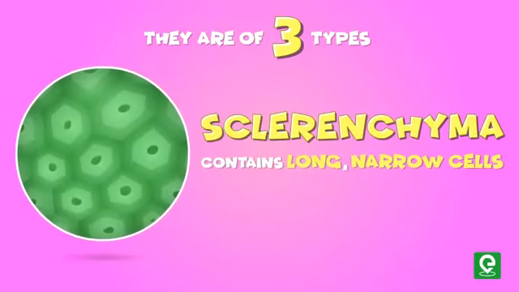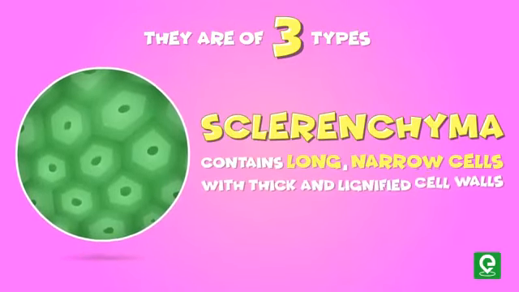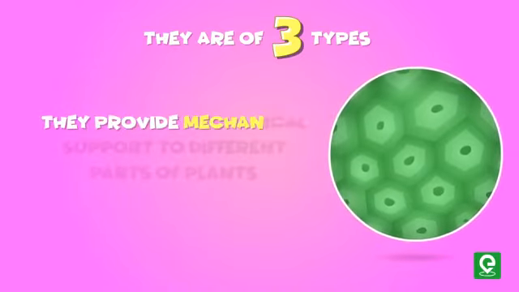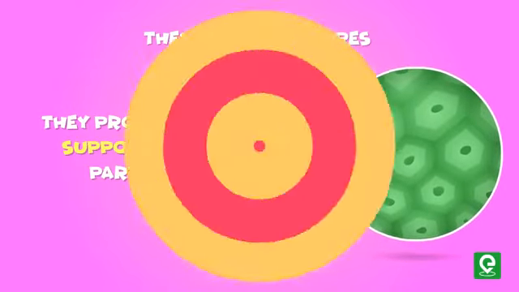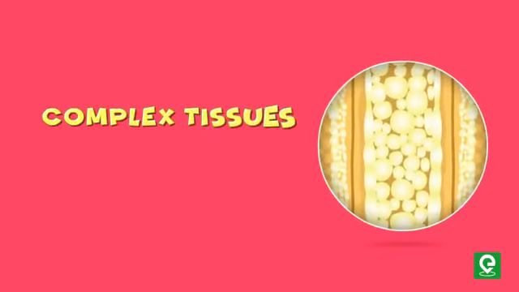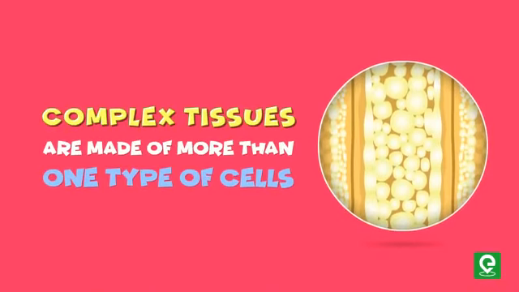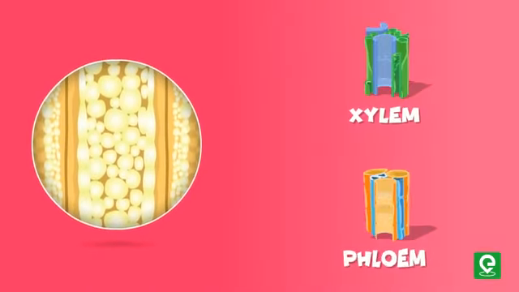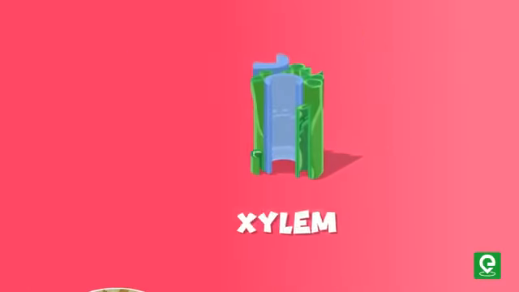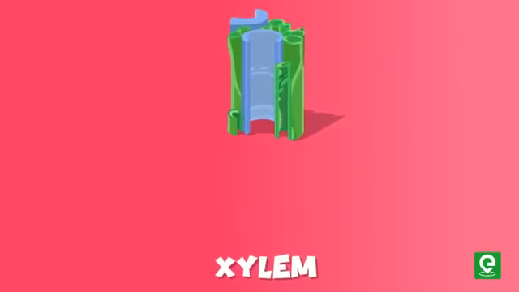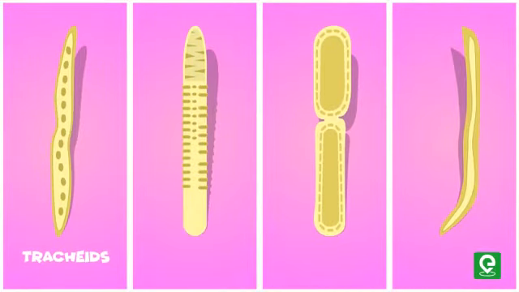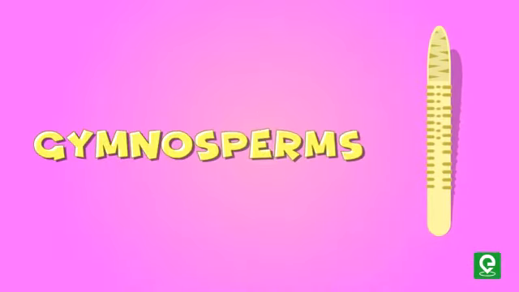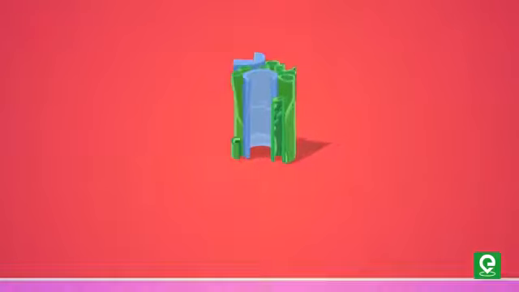Sclerenchyma contains long, narrow cells with thick and lignified cell walls, and they provide mechanical support to different parts of plants. The complex tissues are made of more than one type of cells. Xylem and phloem constitute the complex tissues in plants. In angiosperms, xylem is composed of four different types of elements, namely tracheids, vessels, xylem fibers, and xylem parenchyma. Gymnosperms lack vessels in their xylem.